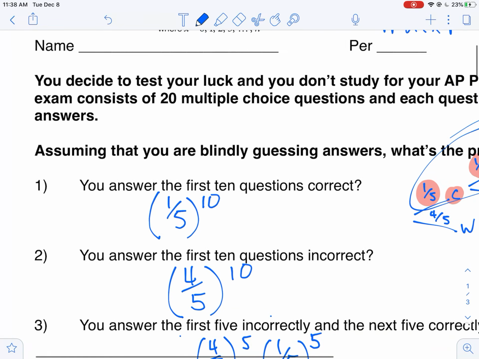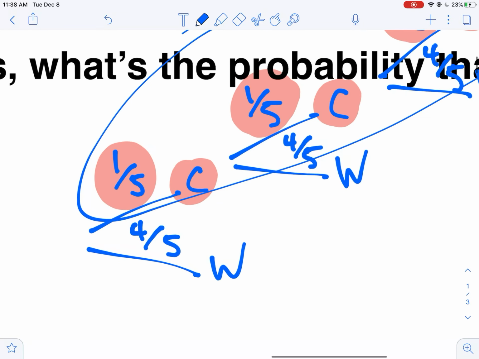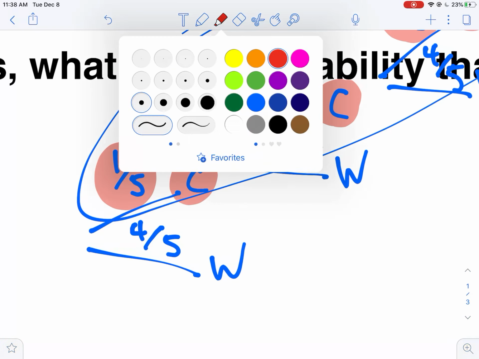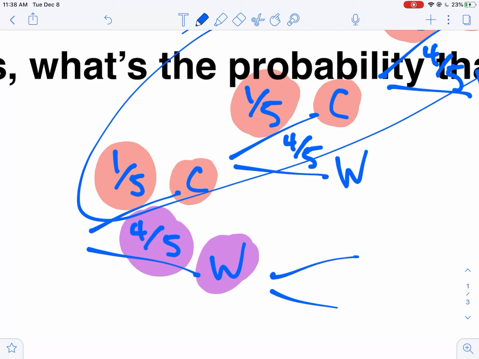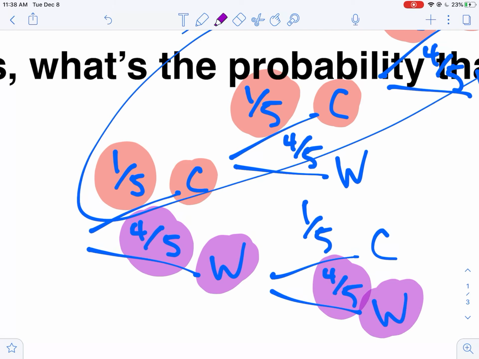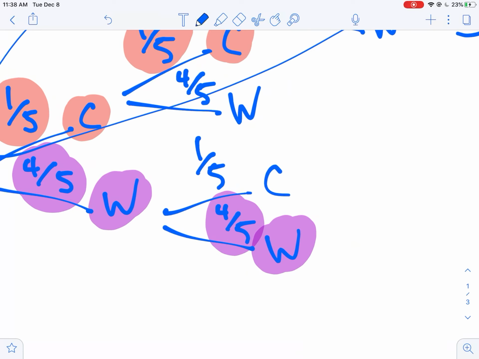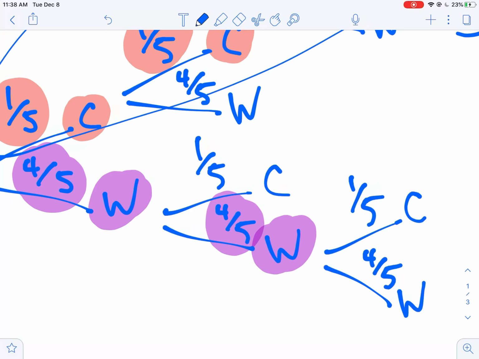Next one says the first 10 questions incorrect. It's the same principle, only this time we're concerned about this wrong branch. So, 4 out of 5 wrong. What could happen? Second question, 1 in 5 chance you get it right, 4 in 5 chance you get it wrong. What could happen on the third question? Same thing. Notice we're only building off the wrong branch. That's the only one we care about. 4 out of 5 wrong, 1 out of 5 right.